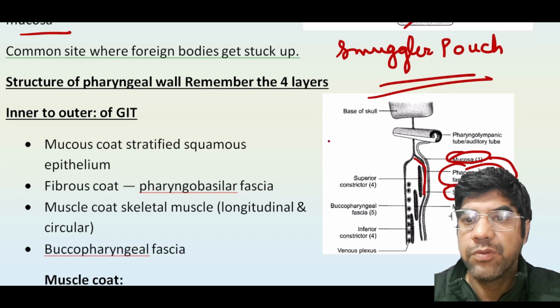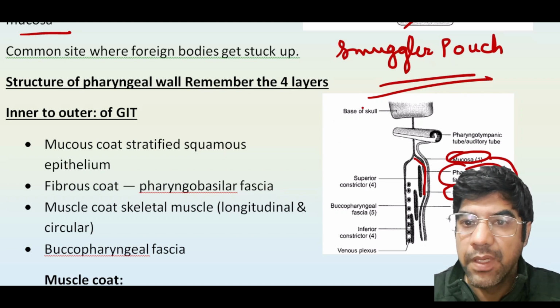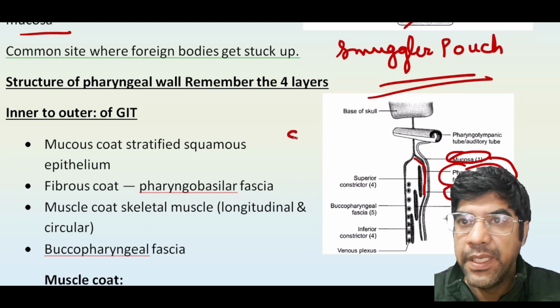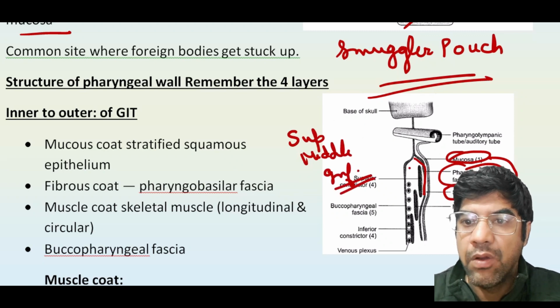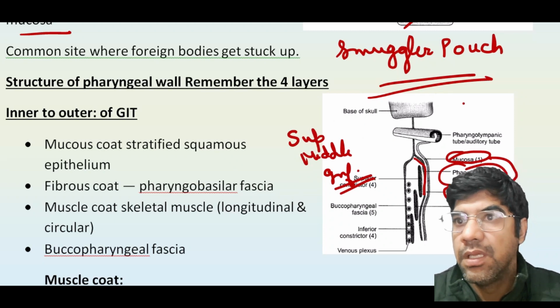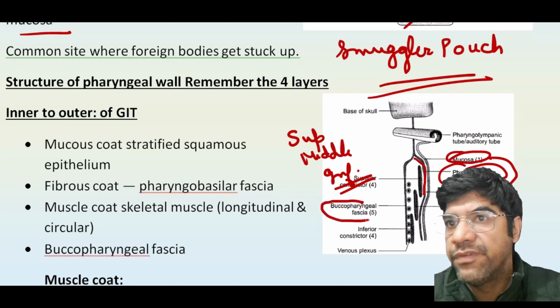The next is the muscular coat that consists of an outer circular layer made up of 3 constrictor muscles: the superior constrictor, middle constrictor and inferior constrictor, and an inner longitudinal layer composed of the stylopharyngeus, salpingopharyngeus and palatopharyngeus muscles. Next is the buccopharyngeal fascia.